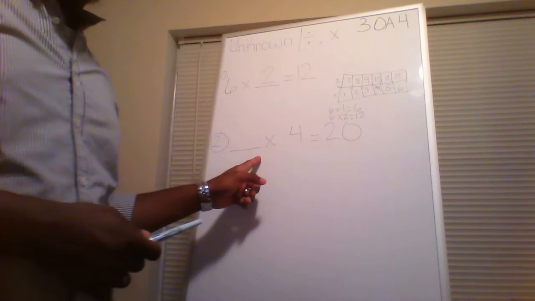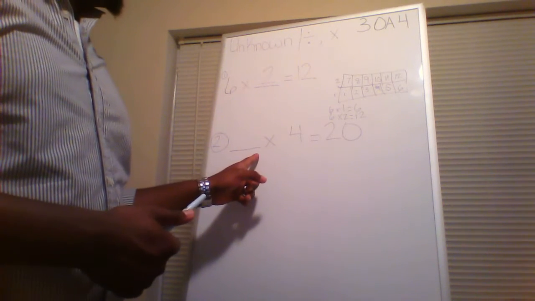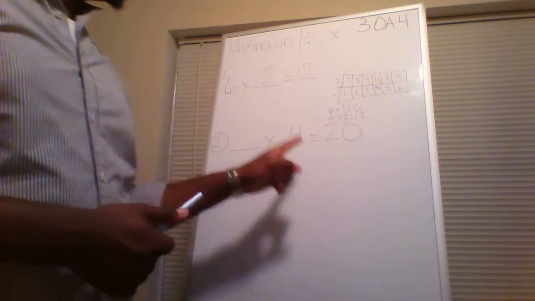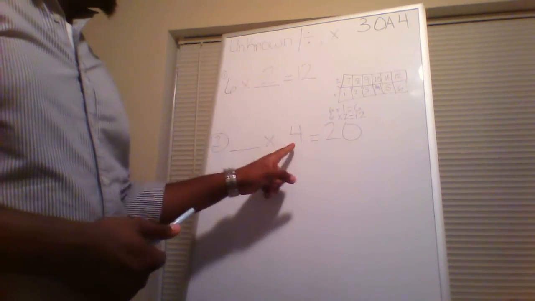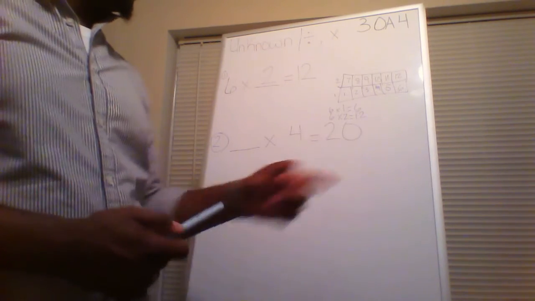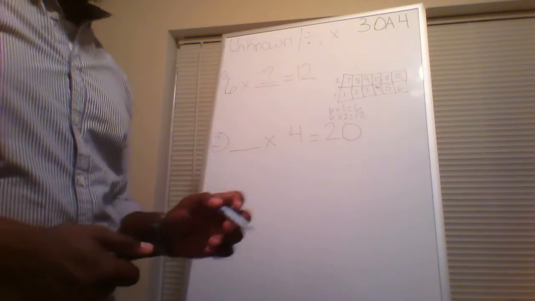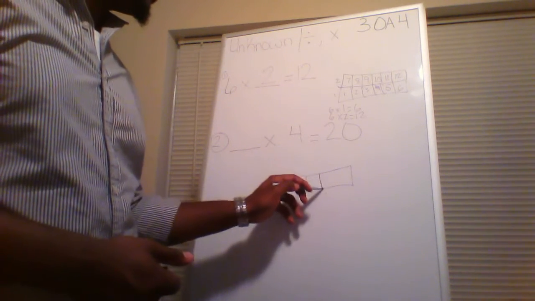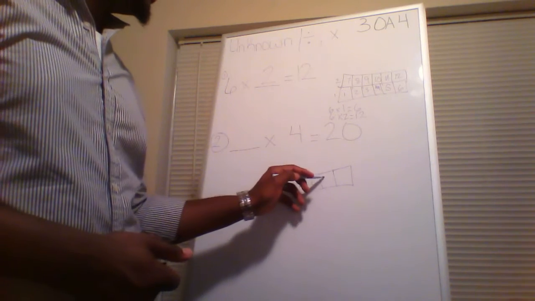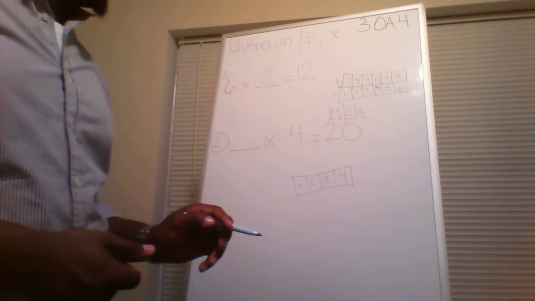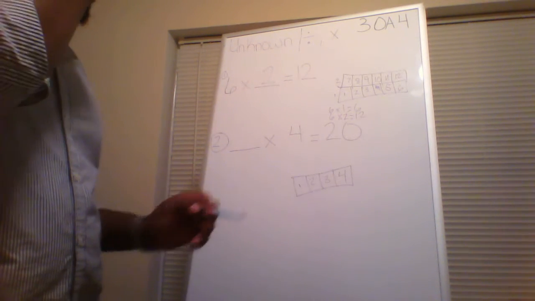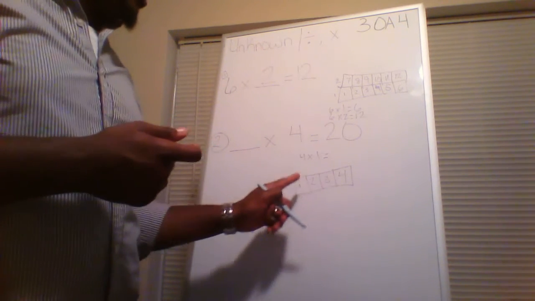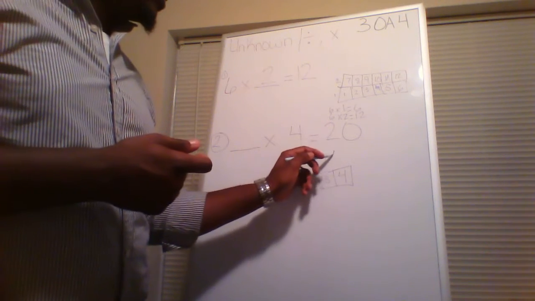Now looking at this one, we have the unknown in the front as well. So that means something times 4 equals 20. My unknown is here, and I'm multiplying it by 4 to get 20. I'll go ahead and make my stack. That's my first stack, 1, 2, 3, and 4. Now that I have that stack, I know this is 4 times 1, and that shows me there's 1, 2, 3, 4 boxes.